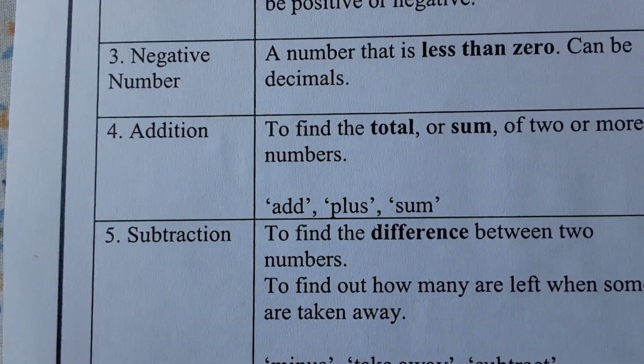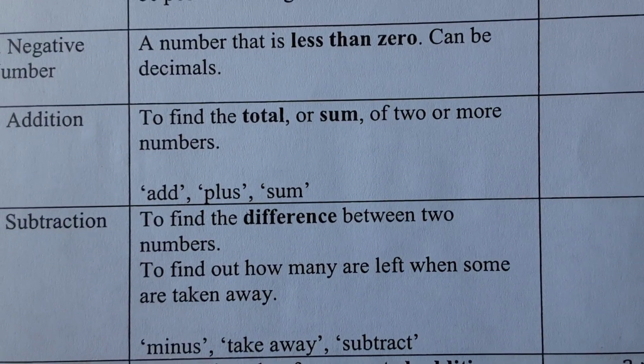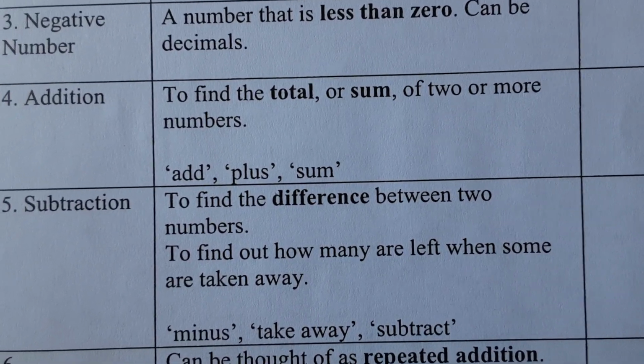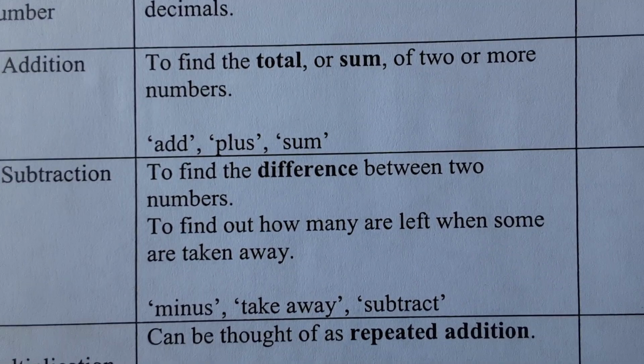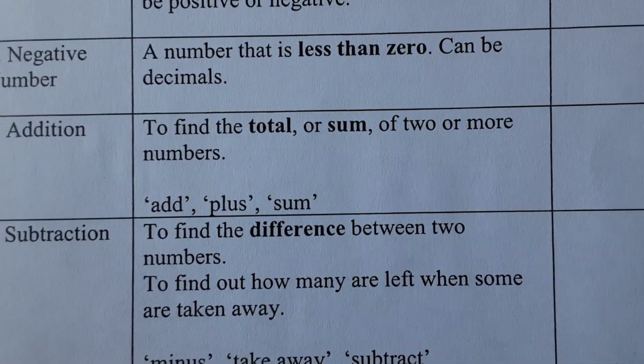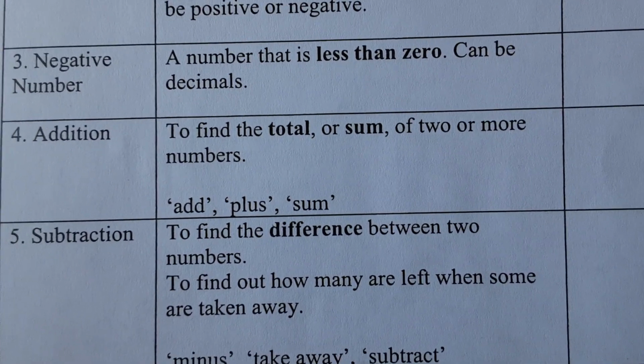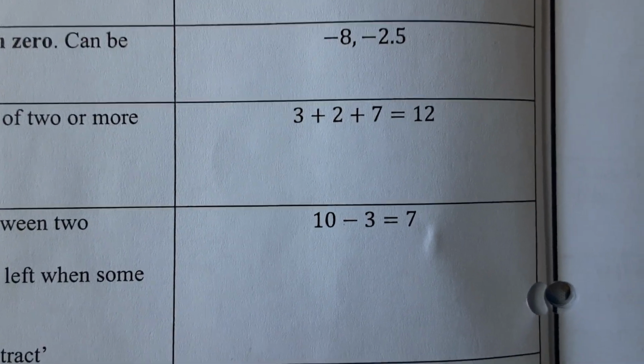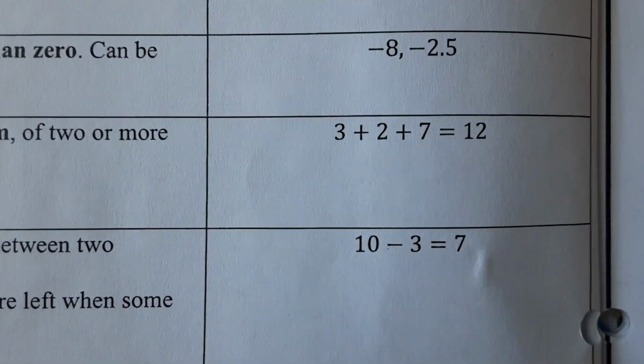Okay, now addition. To find the total or sum of 2 or more numbers. So in other words, you can call addition add, plus, or sum, okay? It's when you're finding the total amount. So you're making it come together, and it always makes it bigger. Okay, so for example, 3 add 2 add 7 equals 12. Again, the value is getting greater.